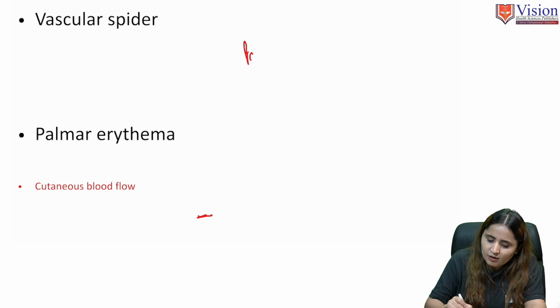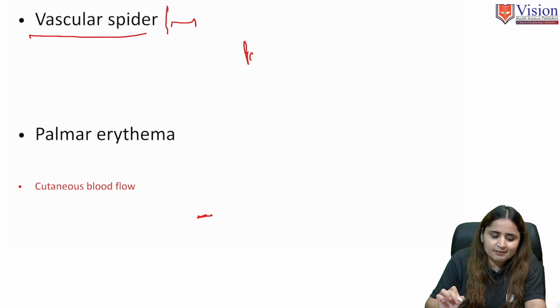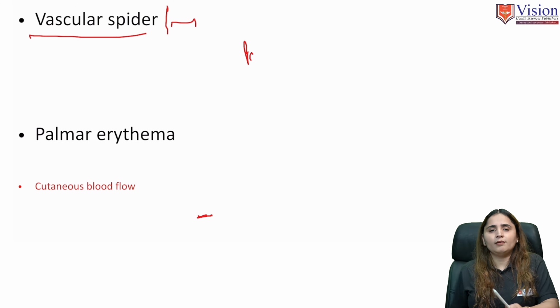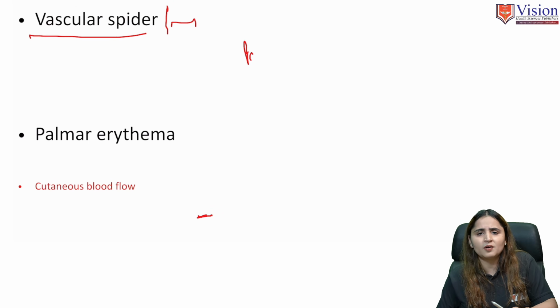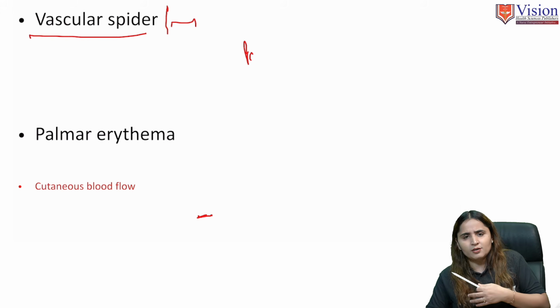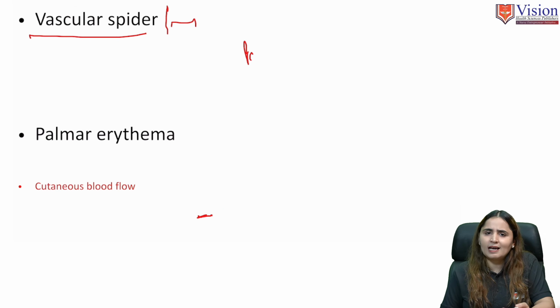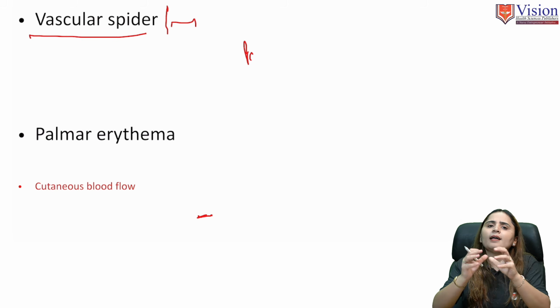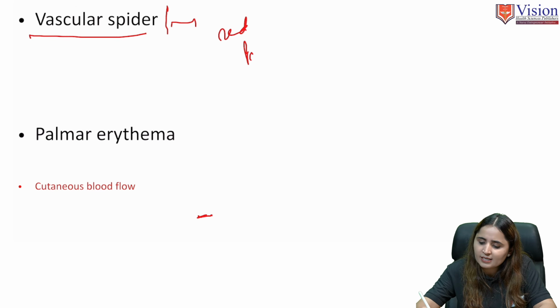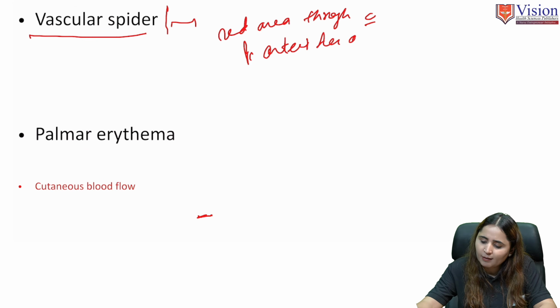Then another is the vascular spider. A pregnant female will usually complain that red rashes have appeared on her chest and neck area. When you examine that area, it is a kind of red area through which arterioles are coming out.